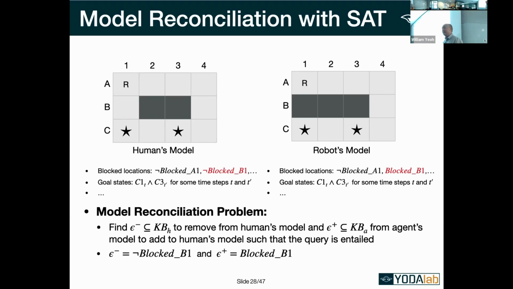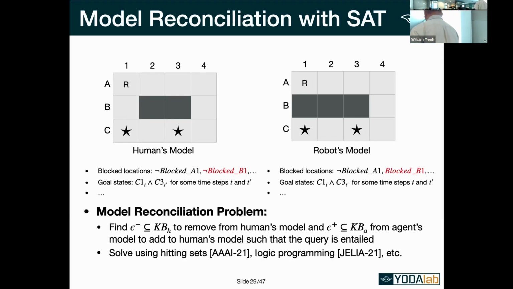But you can imagine that if this map was larger, there are row D, E, F, or whatever, right? And if there are differences between the robot's model and the human's model in these rows, those differences actually do not need to be communicated, right? So if our goal is to find the minimal amount of information to communicate, then this would be it. Make sense? Okay.